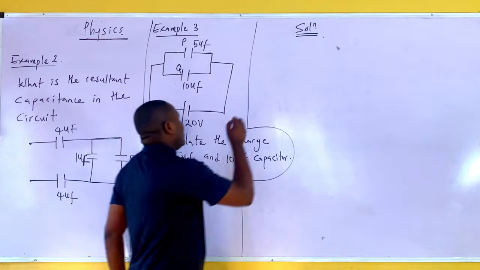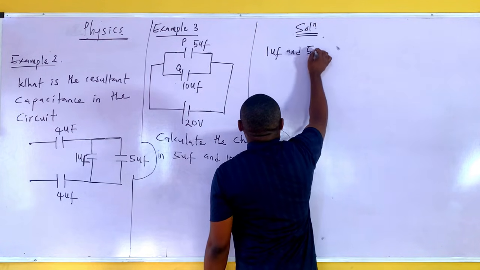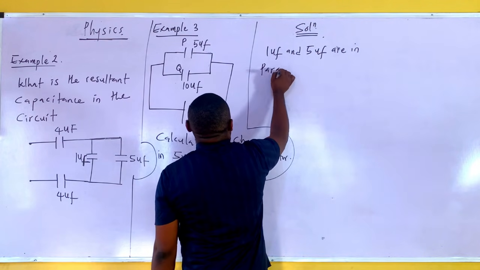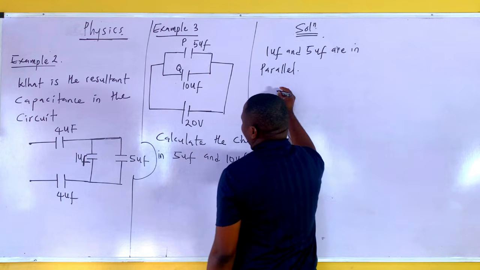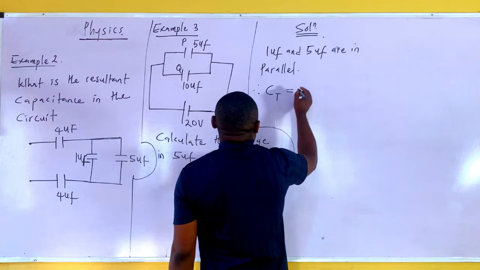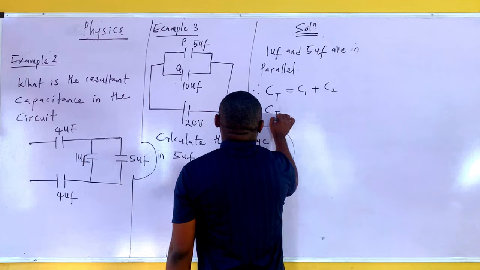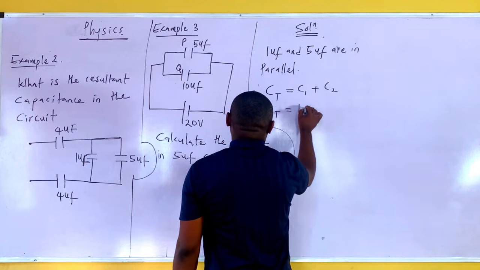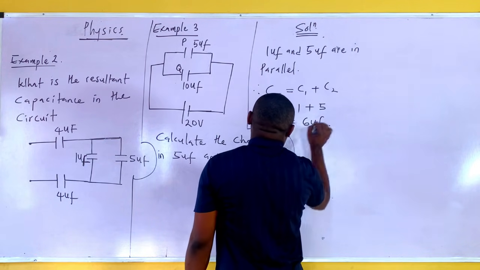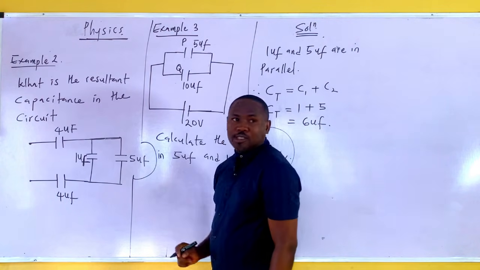So I can say 1 microfarad and 5 microfarad are in parallel. Therefore, what's our total capacitance in parallel? In parallel is C1 plus C2. So C total will be 1 plus 5, which equals 6 microfarad. So these two plates have been compressed to 6 microfarad.